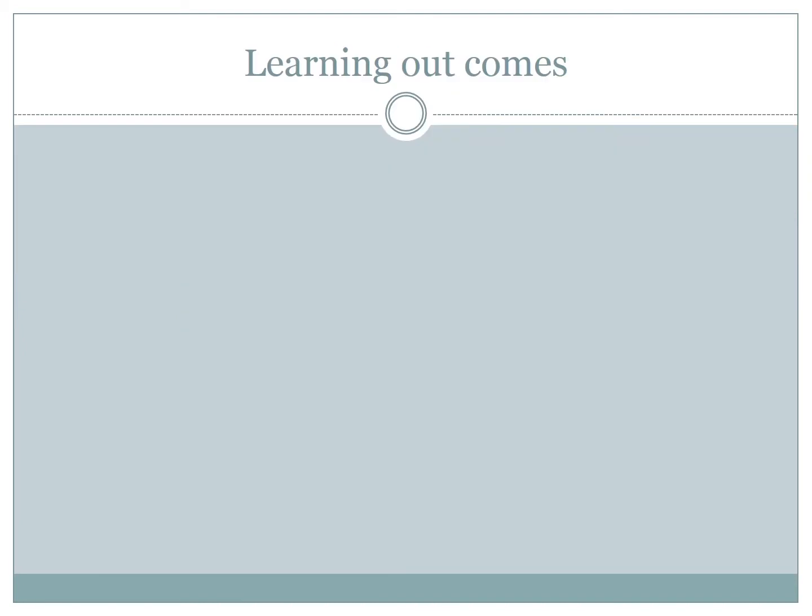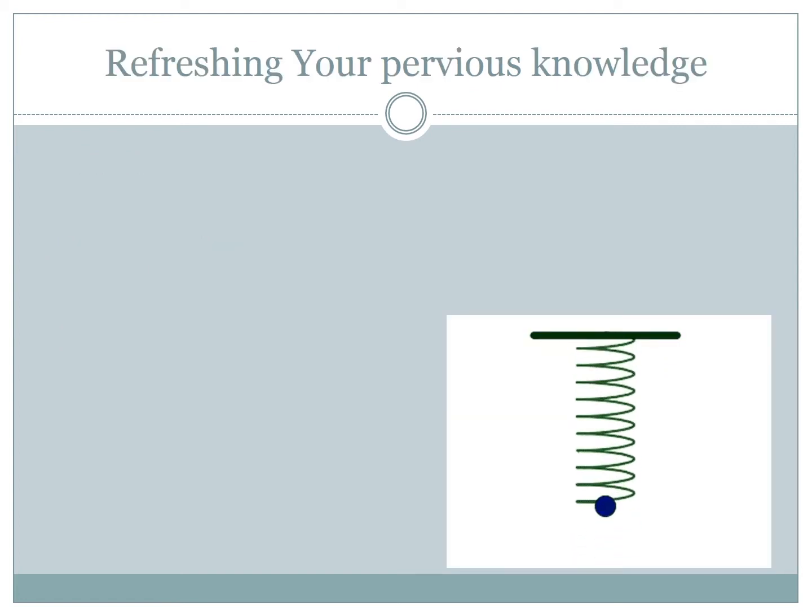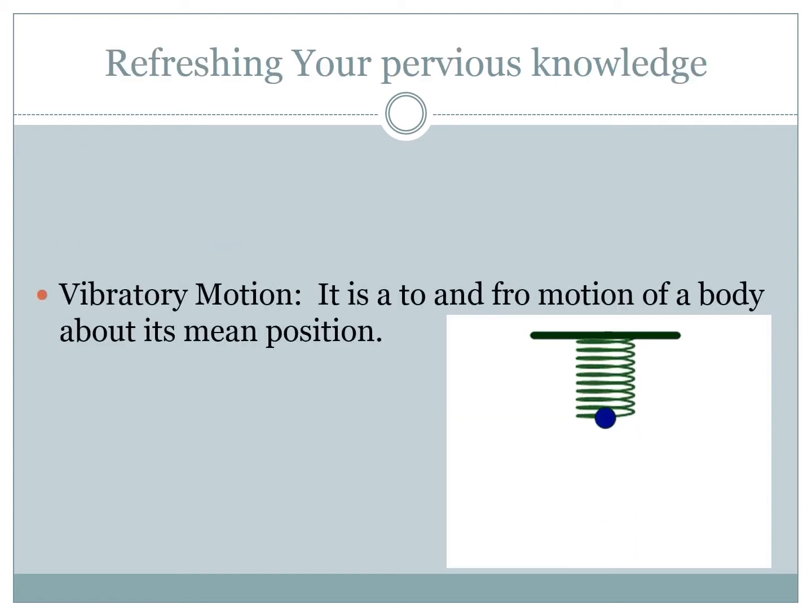In this lecture, I am going to discuss waves, which is a topic of chapter number 10 of 10th class. In this lecture, we will study waves, types of waves, and its properties or characteristics. In order to refresh your knowledge, I'll tell you about vibratory motion. It is a to and fro motion of a body about its mean position. As you can see in the animation, a spring is moving about its mean position.